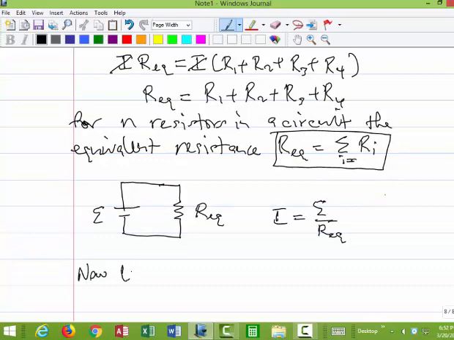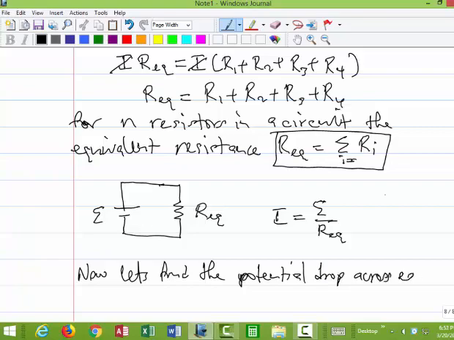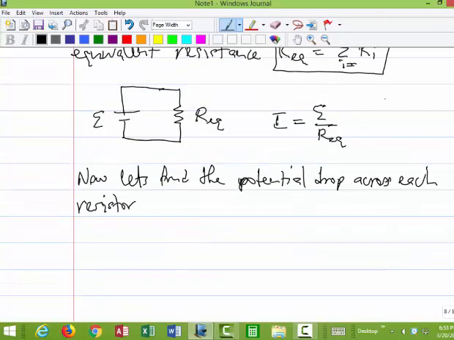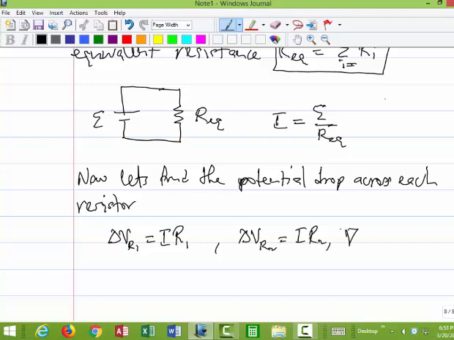We'll say now, let's find the voltage or potential drop using potential. So let's call it that. So then we'll say that the potential drop across R1 is equal to I R1, like that. And so potential drop across R2 is equal to I R2. Potential drop across R3 is I R3, and potential drop across R4 is equal to I R4. And the sum of all potential drops should be equal to E. Okay. Let's try one example to see how this works.